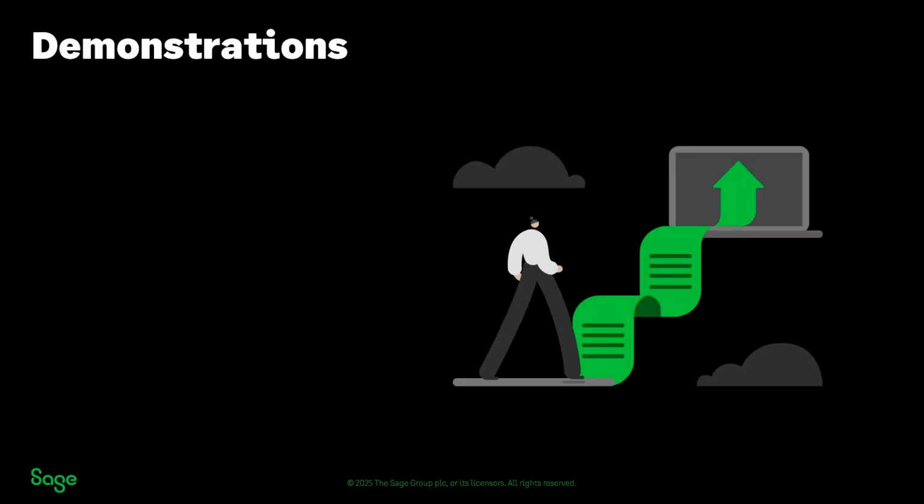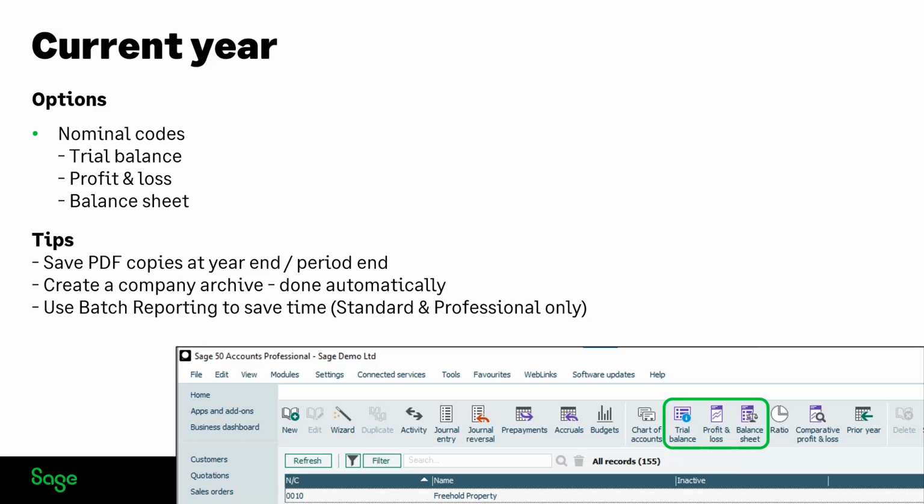Right, so we might as well get stuck into some demonstrations. As I mentioned, we're going to start almost as a little bit of a recap on the standard management report session, where we go into the trial balance, the profit and loss, the balance sheet. We go into those in detail, how you run them, how they calculate, where the figures come from. So for the current financial year, it's nice and straightforward. You've got the 3 options available within the nominal codes window. So they should just be on your toolbar at the top, assuming you've got access to the nominal codes window.